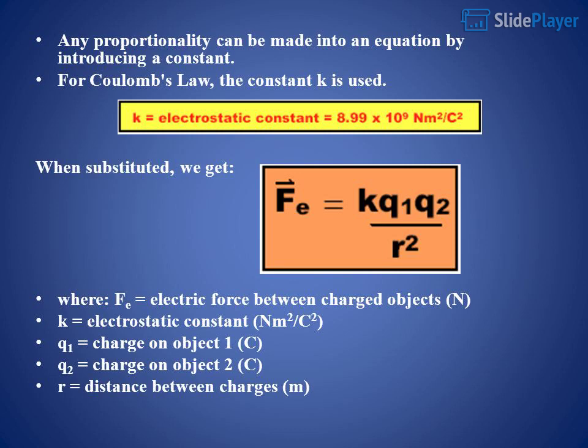Any proportionality can be made into an equation by introducing a constant. For Coulomb's law, the constant k is used. When substituted, we get F = kQ1Q2/r², where F equals electric force between charged objects, N. k equals electrostatic constant, N·m²/C². Q1 equals charge on object 1, C. Q2 equals charge on object 2, C. r equals distance between charges, m.